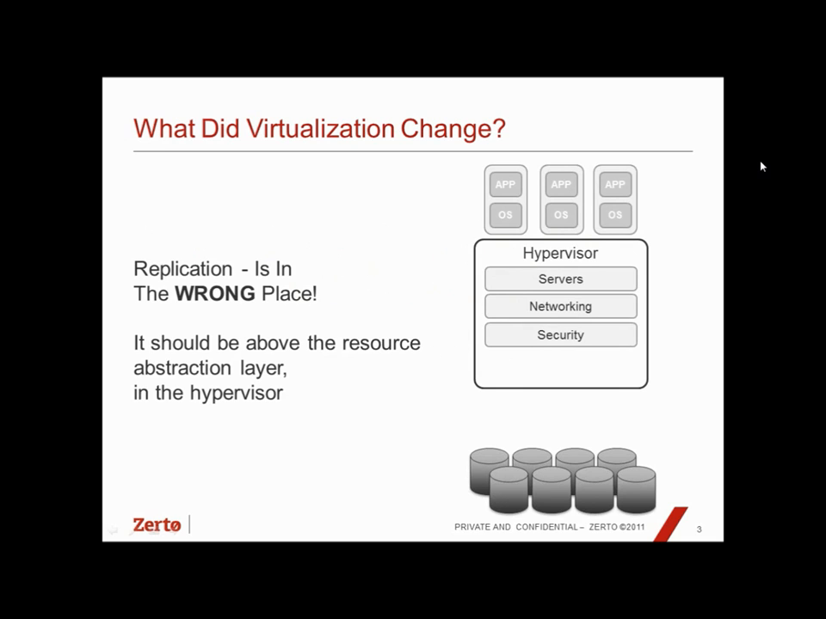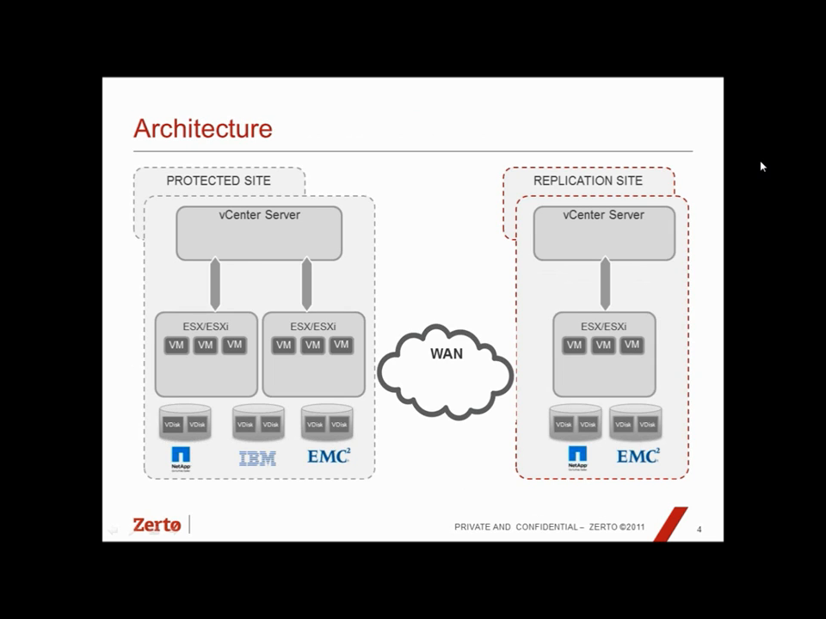So if we look at what virtualization changed, you have a lot of things that are virtualized: servers, networking, security, until you get to your replication, and then it's in the storage layer. So with Zerto, we recognize that replication isn't in the right place. It's tied very tightly to the hardware. So with Zerto and replication in the hypervisor, you're able to continue to get all the benefits of virtualization with an enterprise-class BCDR and replication solution. So you don't have to give up any of those virtualization benefits.